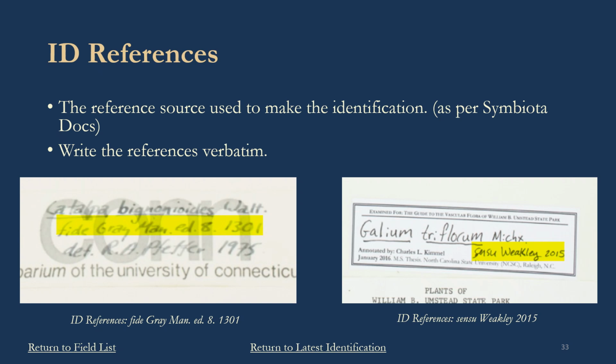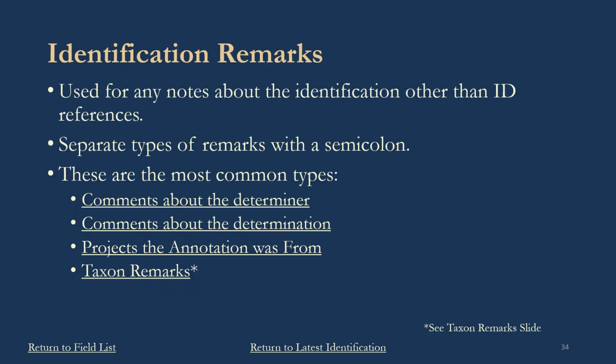The reference source used to make the identification goes into the ID references field. Write the references verbatim. These are usually found near an identification, most of the time on an annotation label. The identification remarks field acts as a catch-all for any remarks about the identification with the exception of the ID references. Separate the types of remarks with a semicolon.